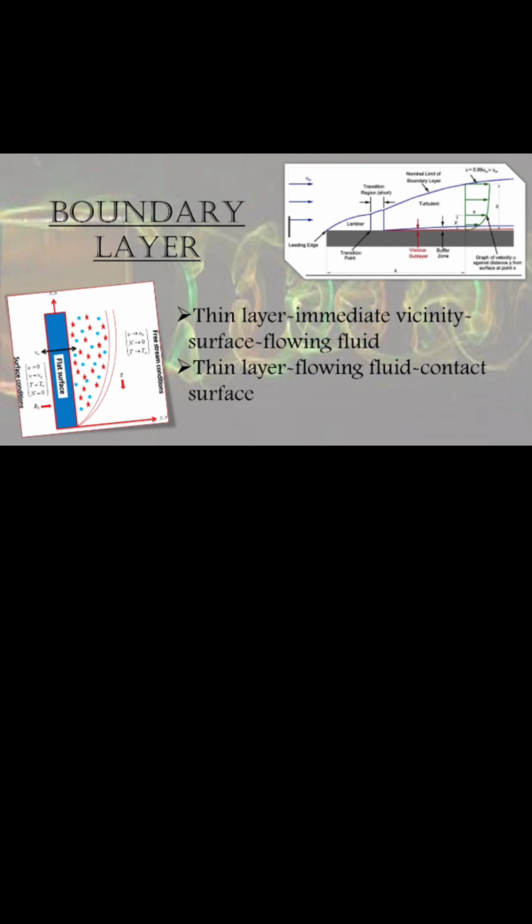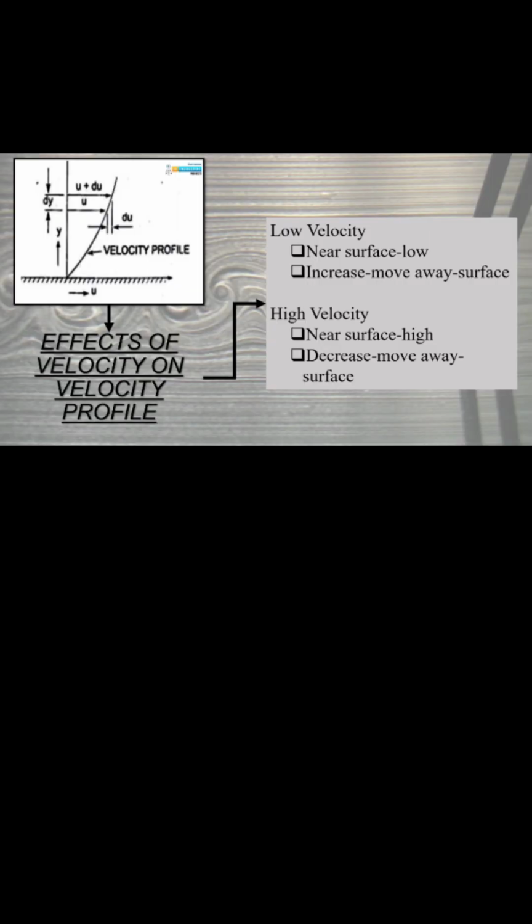Now, for the next part, I'm going to move on with explaining the boundary layer. So exactly what is a boundary layer? A boundary layer is a thin layer of fluid in the immediate vicinity of a bounding surface formed by the fluid flowing along a surface. In other words, in short, a boundary layer is a thin layer of flowing fluid in contact with a surface. Now moving on, I'm going to explain the effects of airflow velocity on velocity profile.